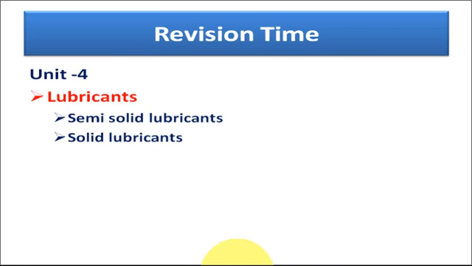Now let us revise what we have learned in today's lecture. We have discussed today the semi-solid lubricants and the solid lubricants. In the semi-solid lubricants, we discussed greases, and we learned that when liquid lubricants are used, the bearings are to be sealed in order to avoid the loss of lubricant on account of the deforming effect of gravity. So to avoid this sealing, such lubricants are used that resist the deforming effect of gravity.